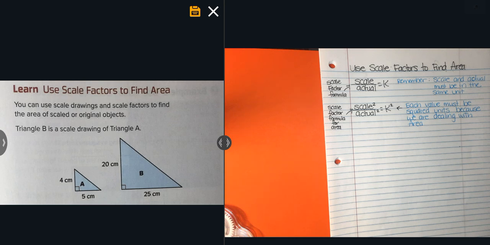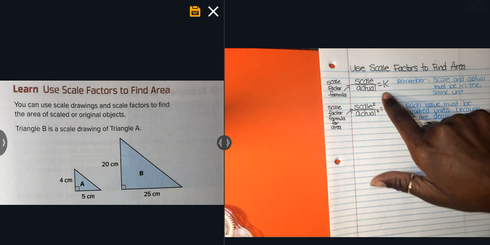Okay, so in this example, what we're going to do is use our scale factors so that we can find the area of a shape. I'm going to show you two different methods on how we can find the area of a scaled item.